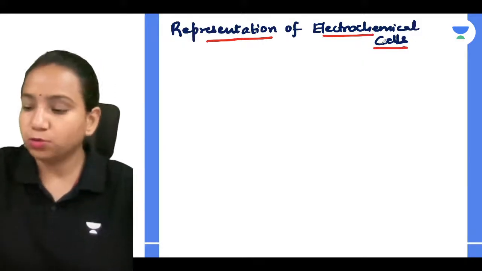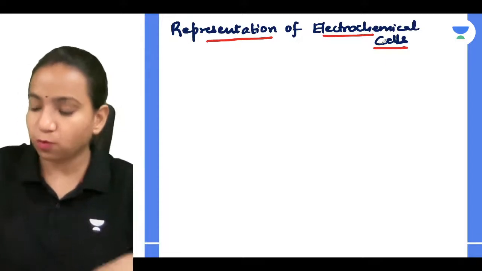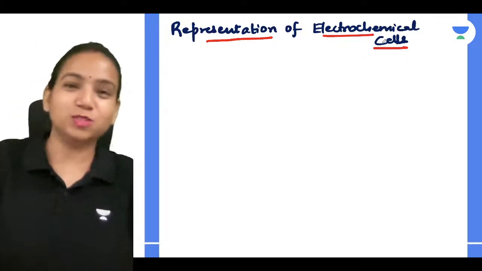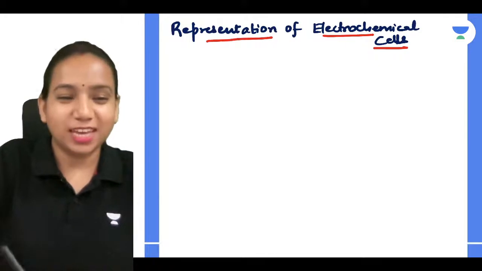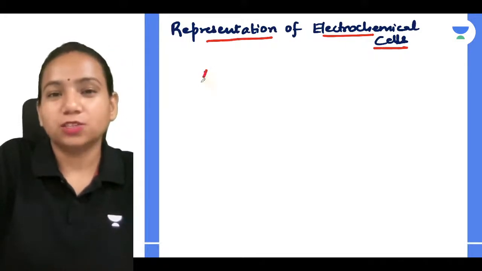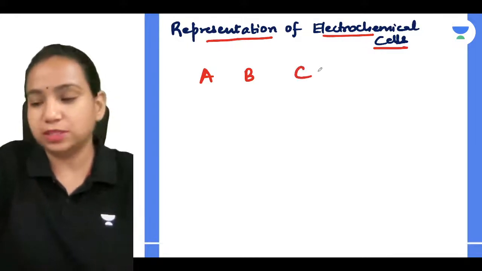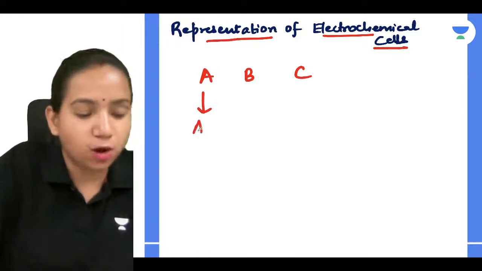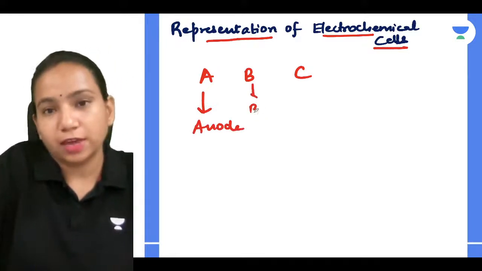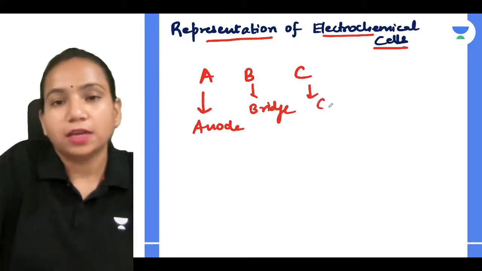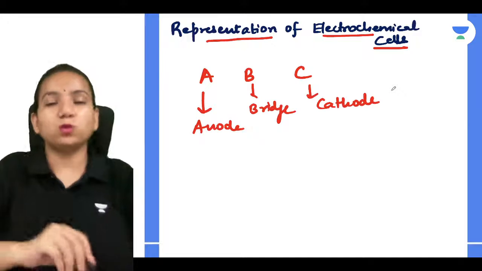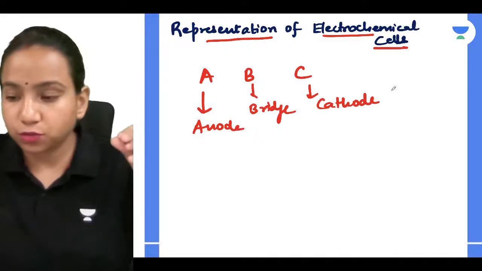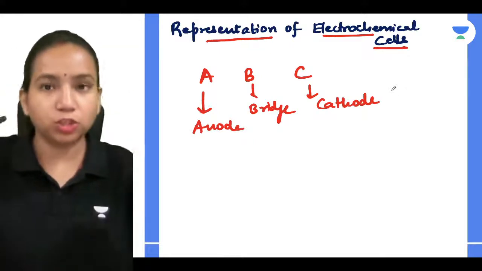To learn how to represent an electrochemical cell, you have to know ABC. You know ABC in the order, right? No one can forget that. So what does A stand for? A stands for anode, B stands for bridge, if it is there, and C stands for cathode. Always remember: A is anode, B is bridge, C is cathode.